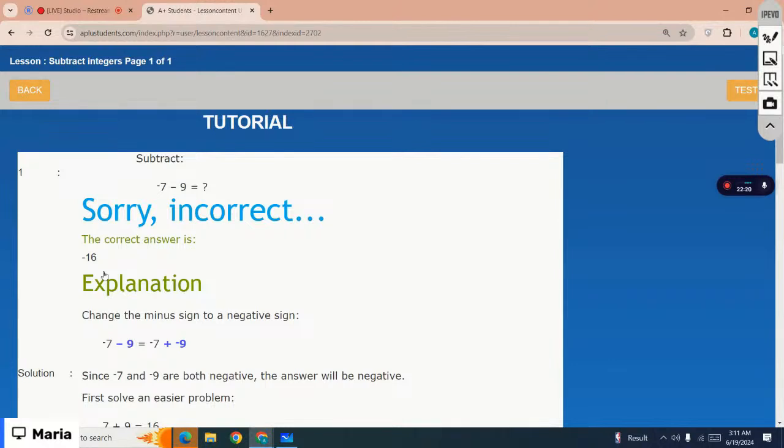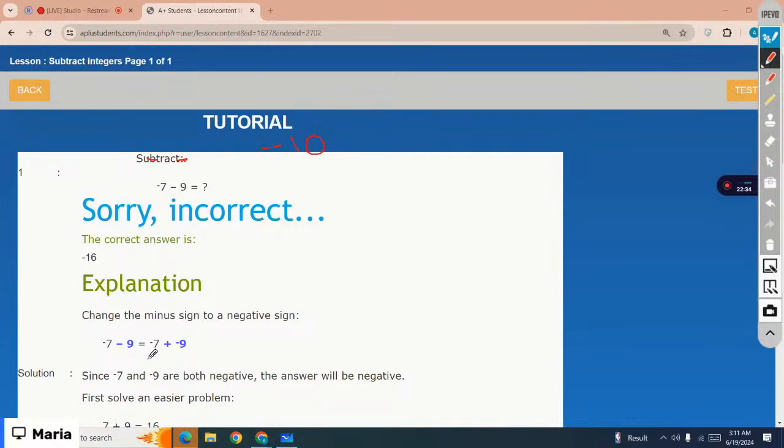Okay, -7 minus 9. They both have the same sign, right? You can consider it like this: -7 plus -9. Like you're adding two negative numbers, and you know how to add, right? When both numbers have a negative sign, you add and put a negative sign. So that's -16. Got it?